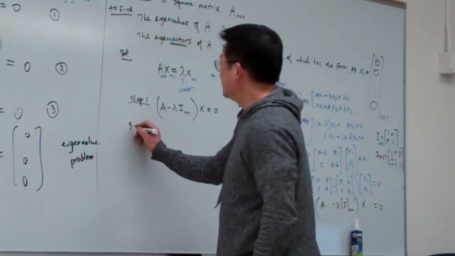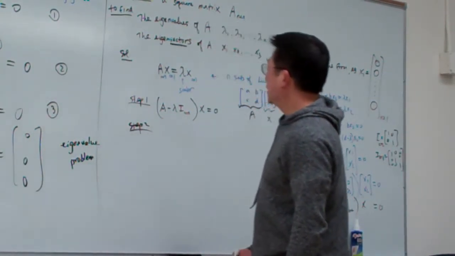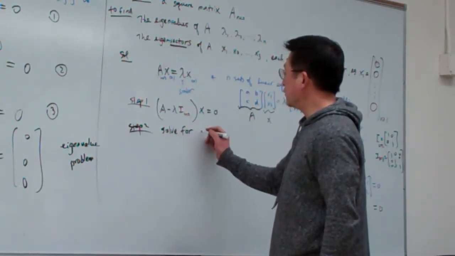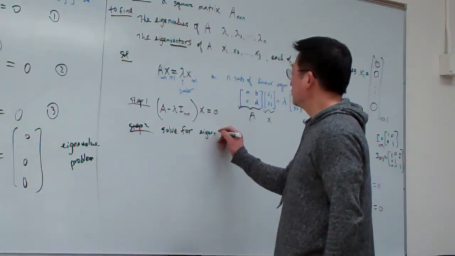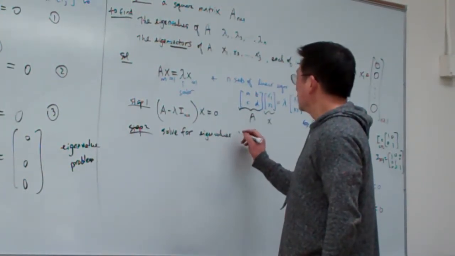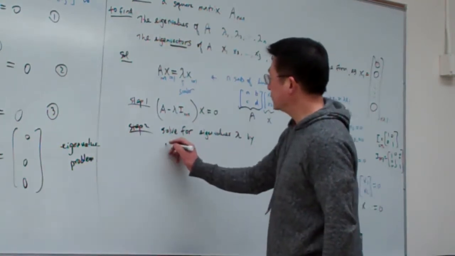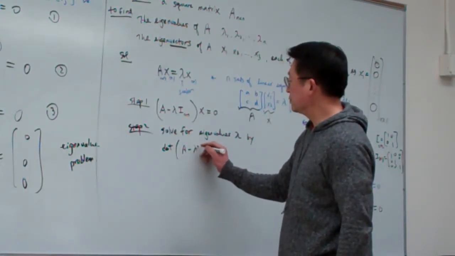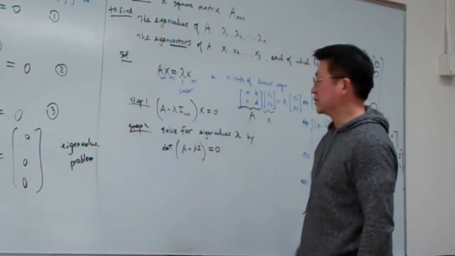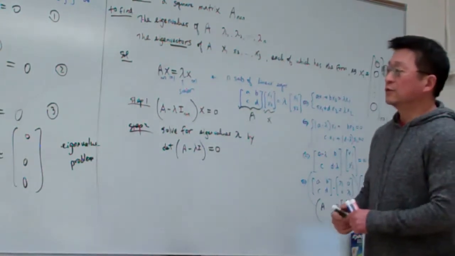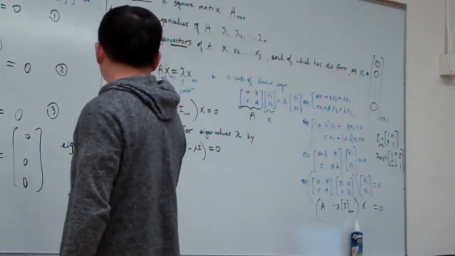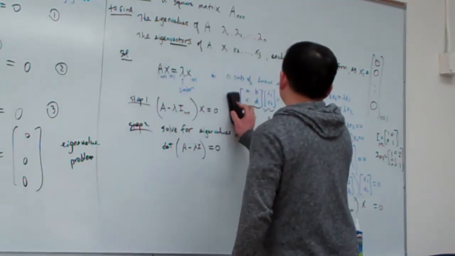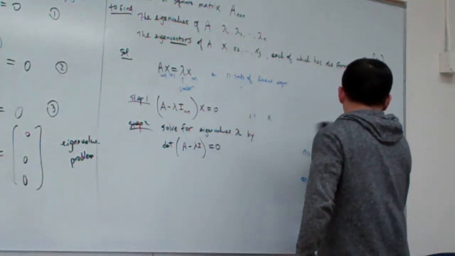Then step 2. First we solve for the eigenvalue lambda by taking the determinant of this matrix equal to 0. At this moment, let me utilize one example here. So in this way, let me use a number.